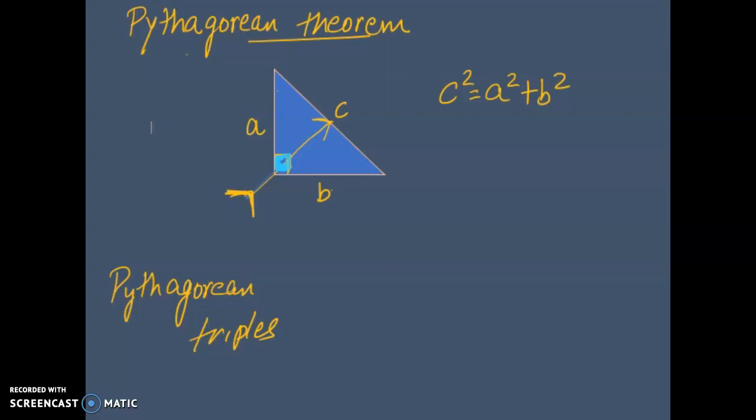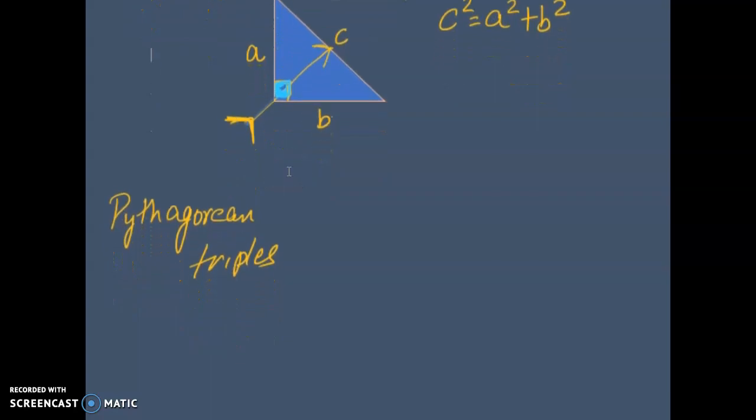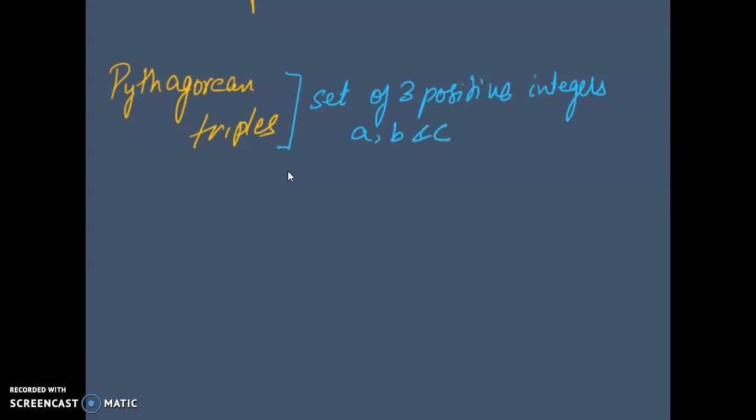Now there is another thing that we often hear about, which is Pythagorean triples. What are Pythagorean triples? These are a set of three positive integers, just like A, B, and C, right? We were talking about the Pythagorean theorem. Legs are A and B, and C is the hypotenuse.